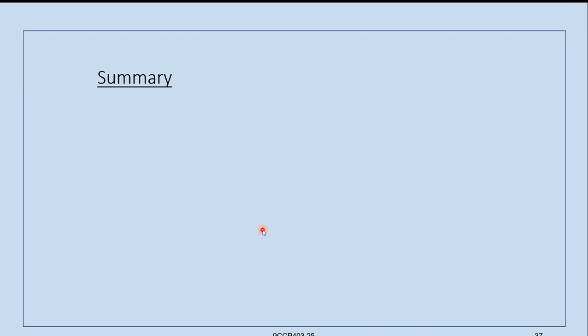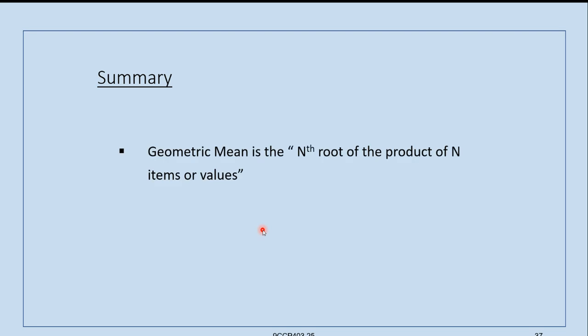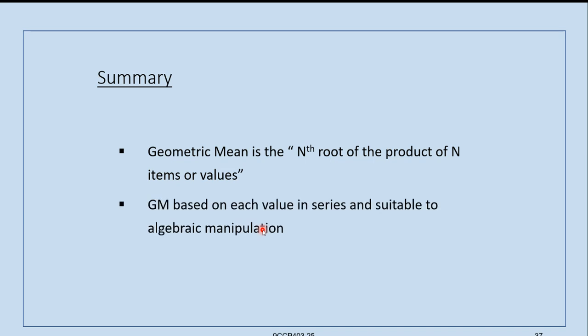So with this, we have come to the end of this lesson. We will quickly see the summary of the lesson, what we have understood. We have seen the definition of geometric mean. That is, geometric mean is the nth root of the product of n items or values. And geometric mean is based on each value. Coming to the merits and demerits, geometric mean is based on each value in the series and is suitable for algebraic manipulation.